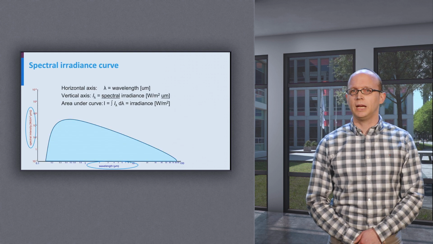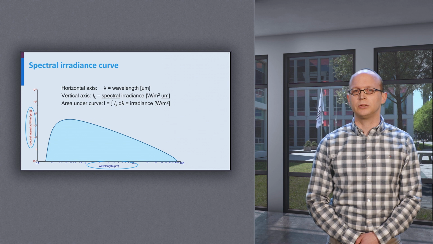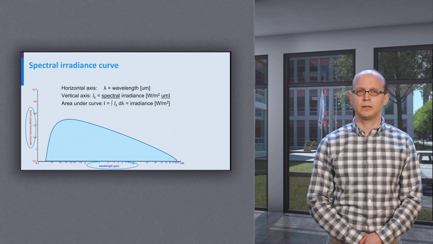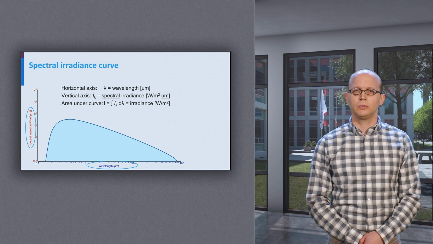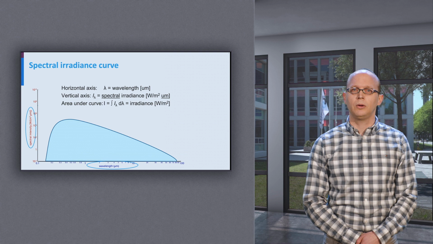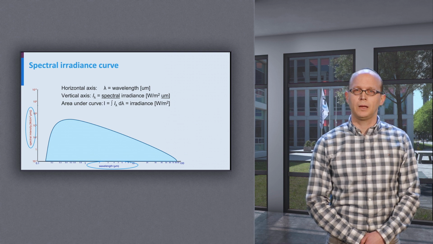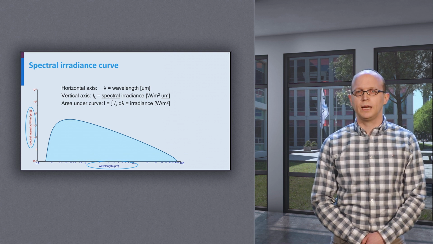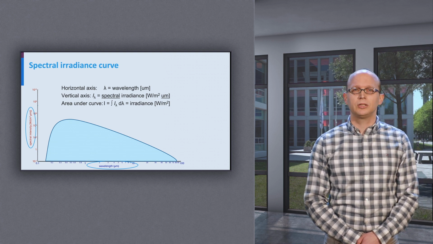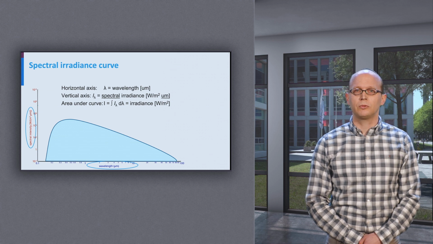To describe this behavior, I'm going to use spectral irradiance curves. These are the graphs of spectral irradiance versus wavelength. Such a graph shows how the power emitted by a light source is distributed over the different wavelengths. By integrating this curve over all wavelengths, that is, taking the area under the curve, we obtain the irradiance in watt per square meter. This is the power density indicating the total radiant power in watt emitted per square meter of surface area.